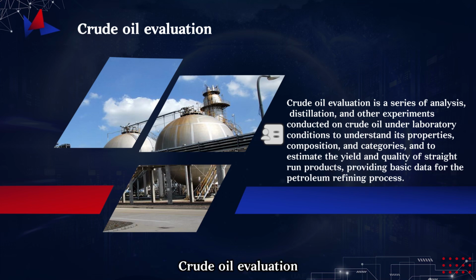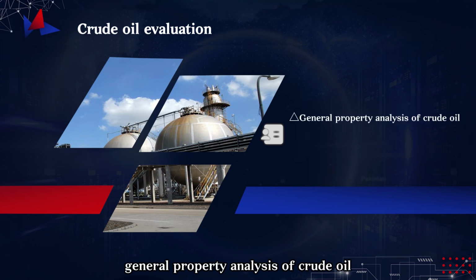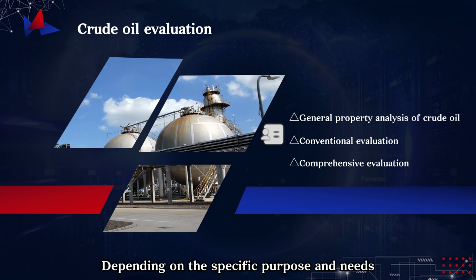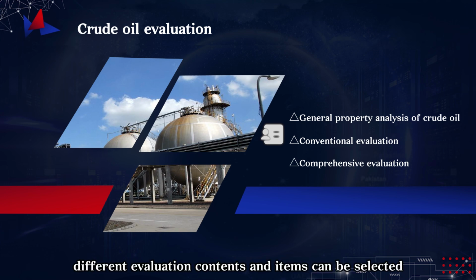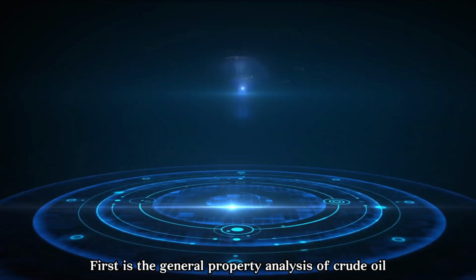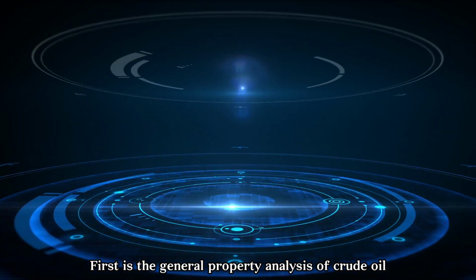Crude oil evaluation, based on different objectives, is broadly divided into three levels: general property analysis of crude oil, conventional evaluation, and comprehensive evaluation. Depending on the specific purpose and needs, different evaluation contents and items can be selected. The specific items are as follows. First is the general property analysis of crude oil.